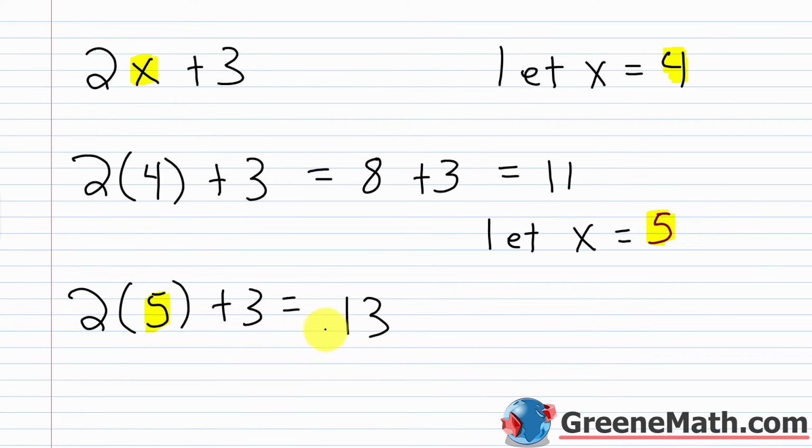Right? And I did that in one step versus 2 up here. Hopefully you can follow, right? 2 times 5 is 10, then 10 plus 3 again is 13. So as I change the value of x, the value of the algebraic expression will change.